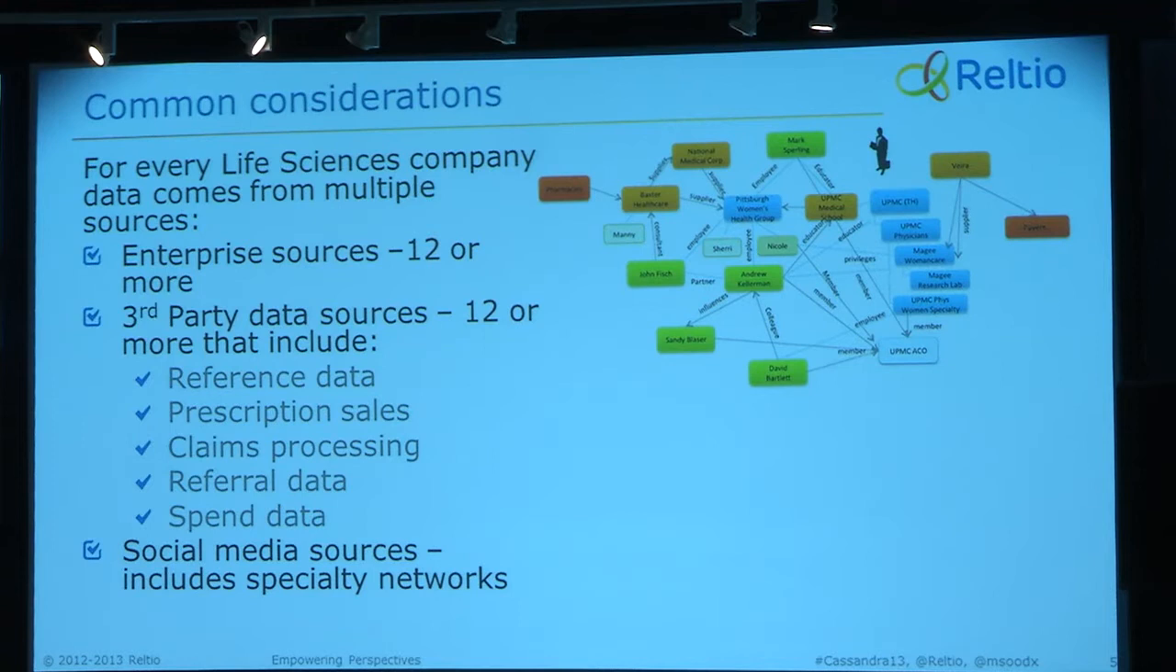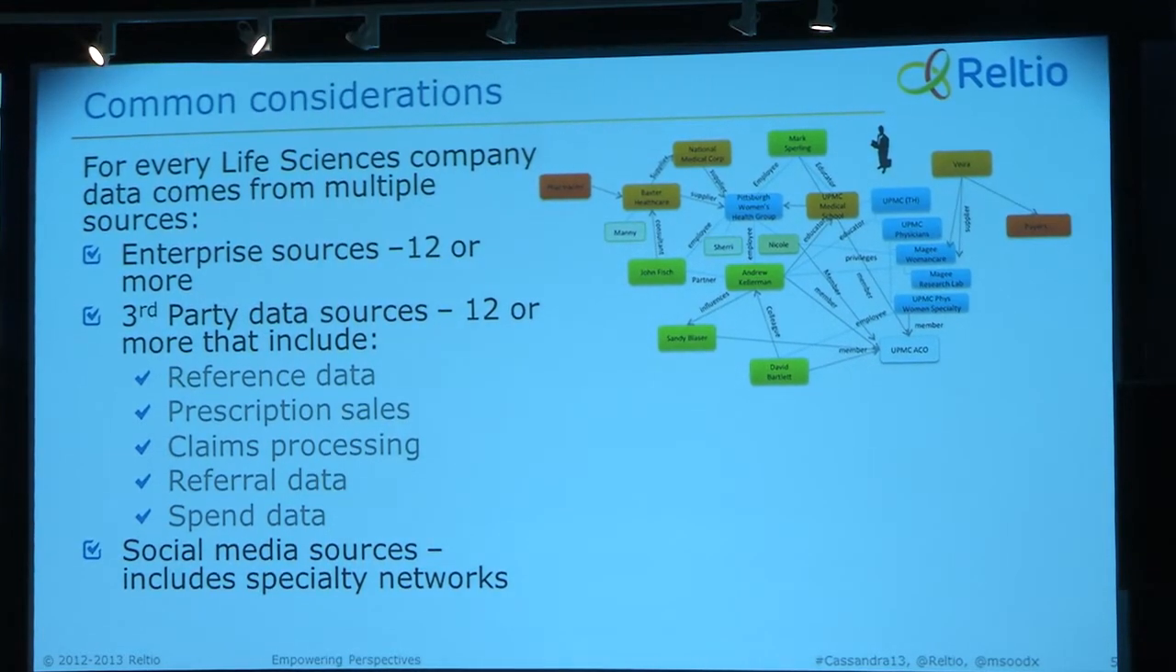And on average, when you look at small to large pharmaceutical enterprises, they typically have 12 or more of their own internal sources, which are multiple sales, CRM type of applications, fulfillment applications, any other type of SAP type of applications. They have data about these types of entities in there.